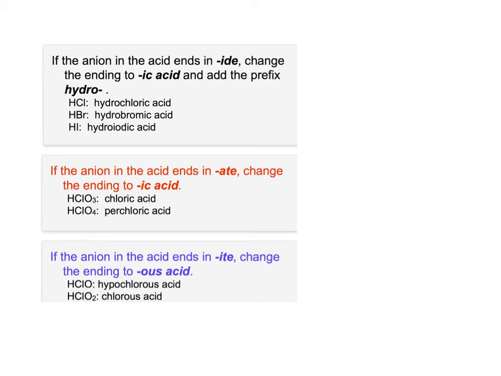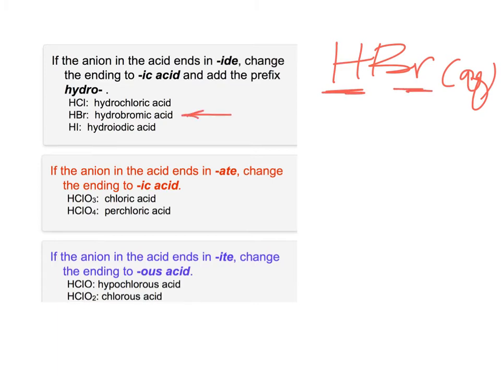Again, if the anion of the acid ends with ide, change the ending to ic, and then you add the prefix hydro. So for example, you have HBr as an aqueous acid, it becomes hydrobromic acid, and hydroiodic acid, and so on and so forth. If the anion of the acid ends with ate, you simply change it to ic.